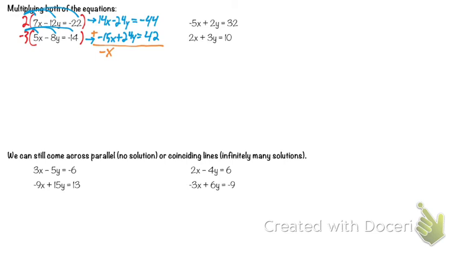Do we have to write it? No. -44 plus 42 is -2. So now we end up with this equation. Please write it down right now if you don't get it. So we have -x equals -2.